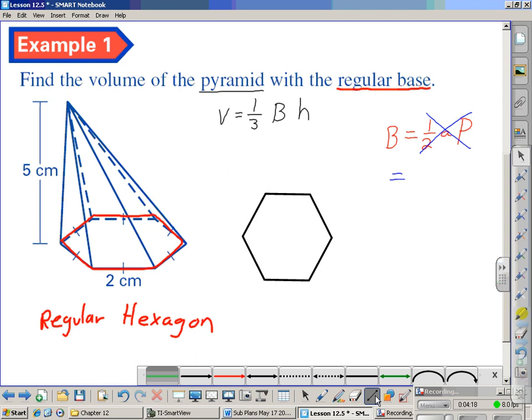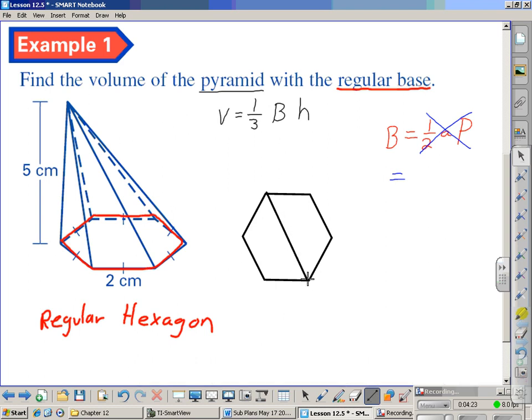So what we're going to do is draw in the diagonals to the opposite vertices from each vertex. And what we've talked about previously, but I'm going to repeat it, is the fact that this hexagon is broken up into 6 equilateral triangles where all the sides are the same. Every regular hexagon can be broken up into 6 equilateral triangles. And so if you look here, it said 2 centimeters. So all these lengths are 2 centimeters.